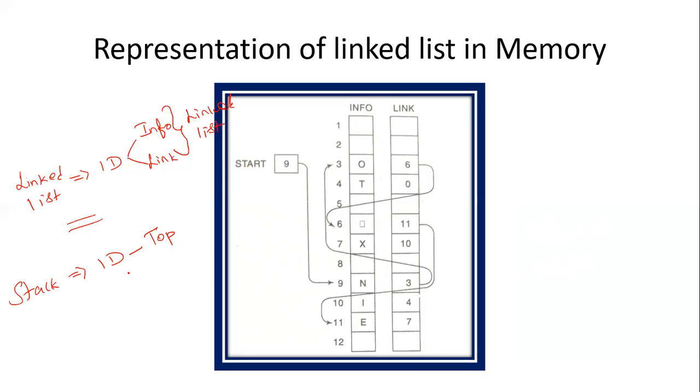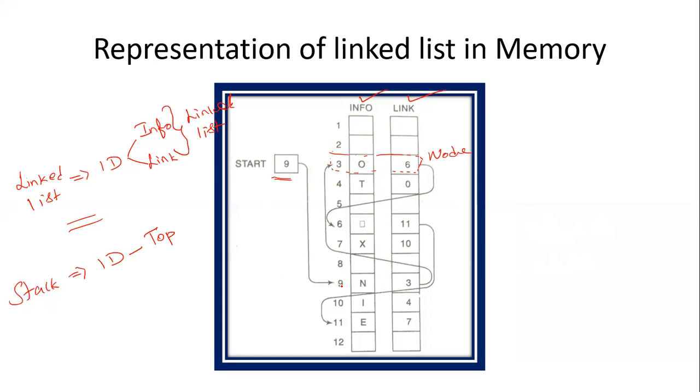Now coming to this representation of a linked list in memory. There is an information array and there is a link array. The information array will give the information on a particular node. So the information and the link in each position combined form a node. Each node consists of information and a link. Now here we have some information loaded. What is the starting point here? The starting point is 9.